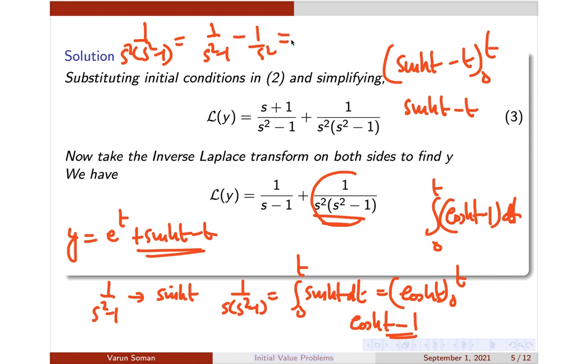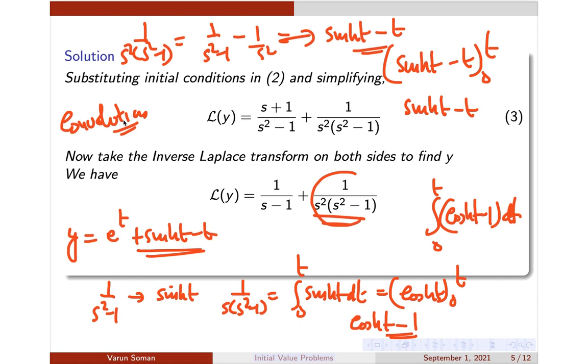This is actually the inverse Laplace transform of 1 by s square minus 1 is sin ht, and the inverse Laplace transform of 1 by s square is t. So using the partial fractions approach also you can do the problem. And again, I will teach you one more method called convolution in the last session. So there are many ways to solve this problem, finding the inverse Laplace transform, but you should know any one method. That's the important thing here.